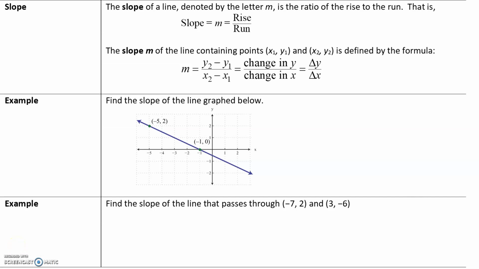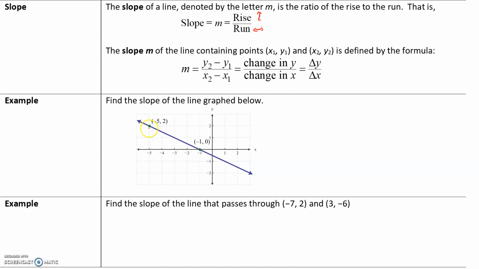In the second part of section 2.2, we will talk about lines. First off, the slope of a line, denoted by the letter m, is the ratio of the rise to the run. That is, slope equals rise over run. Rise is the vertical change between any 2 points, and the run is the horizontal change between any 2 points. The vertical change can be given by y2 minus y1, and the horizontal change can be given by x2 minus x1. Change in y over change in x, that is the definition of our slope.